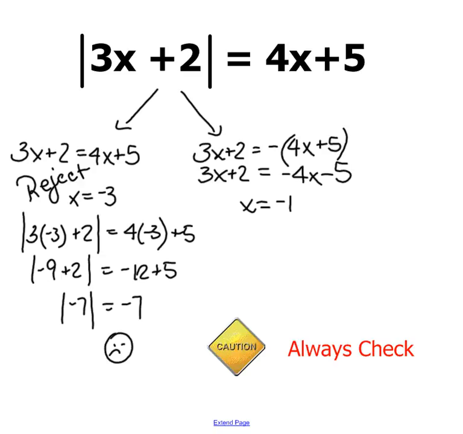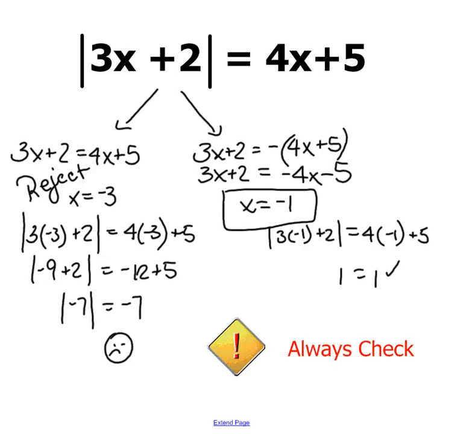Okay? And then you're going to check the second one, which is 3 times -1 plus 2 equals 4 times -1 plus 5. And so I'm going to get actually 1 equals 1 here when you check it down. Okay? So this is your final answer, the only one. This is a reject situation, and you need to actually write, I am rejecting you.